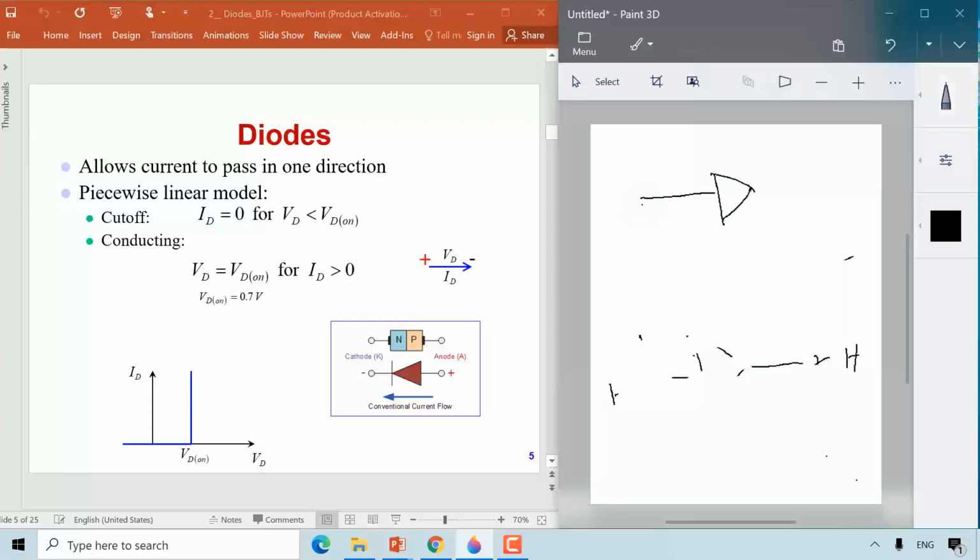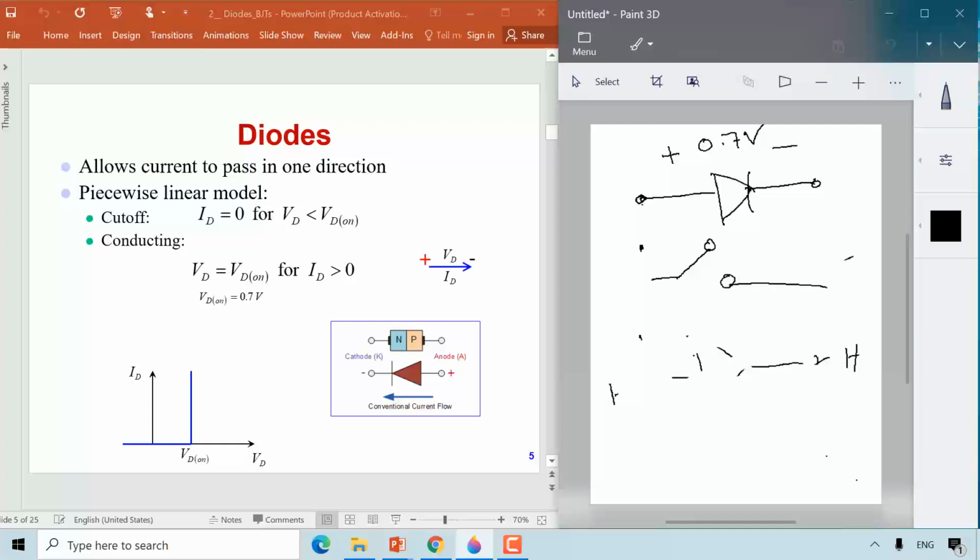Basically, if you can establish a voltage of 0.7 across the diode, then it short circuits these two points, this point to this point, with a voltage drop of 0.7. Now, if you cannot establish that differential voltage, then it acts as an open circuit.